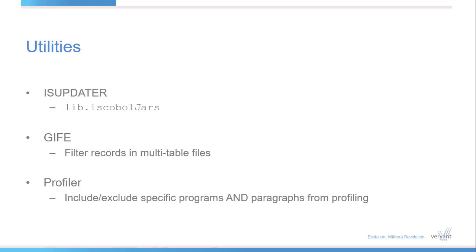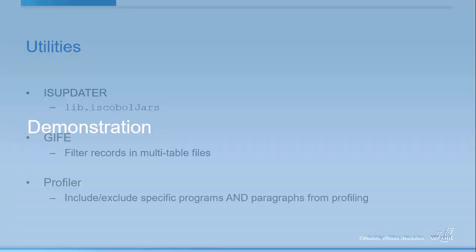And the isCOBOL Program Profiler can be pinpointed to include or exclude specific programs or paragraphs, making it easier to profile programs that have user input, for instance, or let you just profile one specific paragraph that you want to focus on. So those are the changes in 2025 R2. Let's take a closer look at some of those.